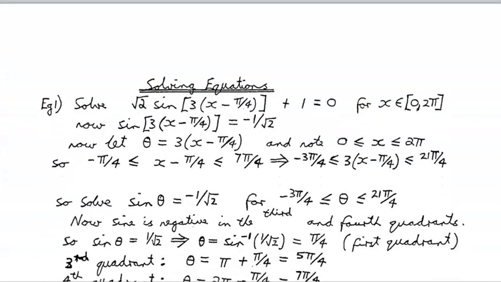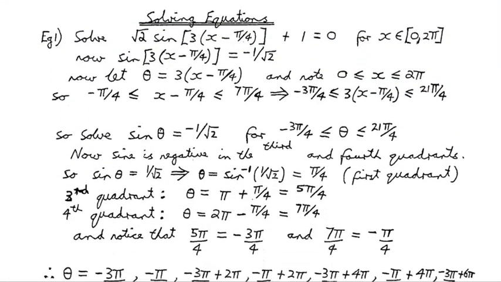So we're going to start here. Here's example 1. We're going to solve root 2 times sine of parentheses 3 times parentheses x minus pi on 4 plus 1 is 0. And we want to solve that for the interval x belongs to 0 to 2 pi, including the endpoints.